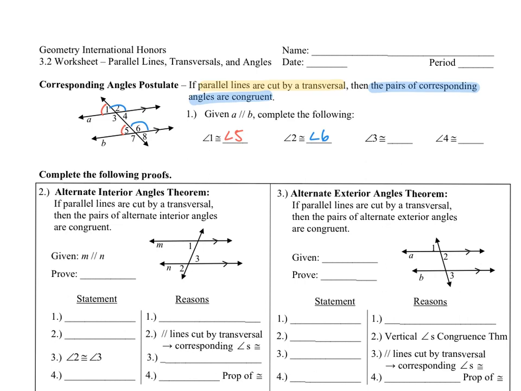And then continuing on, since all the pairs of corresponding angles are congruent, we would look at angles 3 and 7. So angle 3 is congruent to angle 7. And then last but not least, the last pair of corresponding angles would be angle 4 and angle 8.